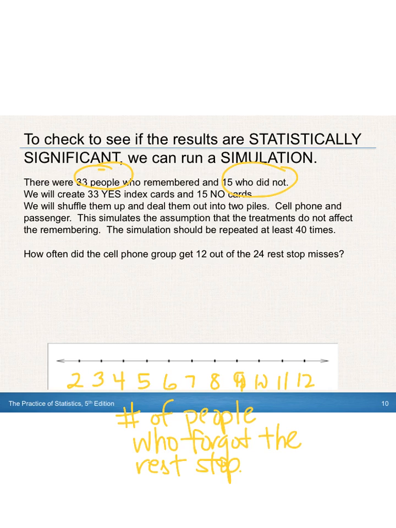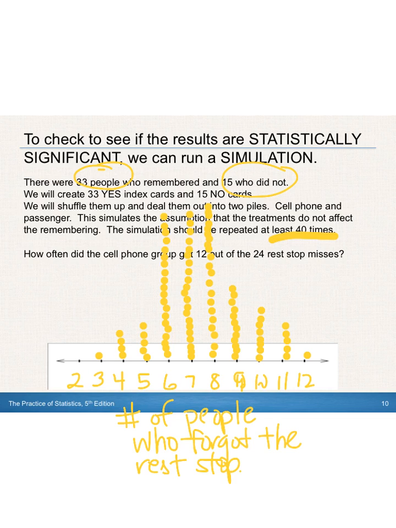let's say that the first time we simulated this, in the cell phone pile there were 6 people that forgot. So we would put a dot on 6, and then we would run that simulation again. We want to run simulations at least 40 times, ideally 100 times, ideally more than that. And of course there are apps for this, but we're going to run them by hand. I'm going to give you the results of 100.